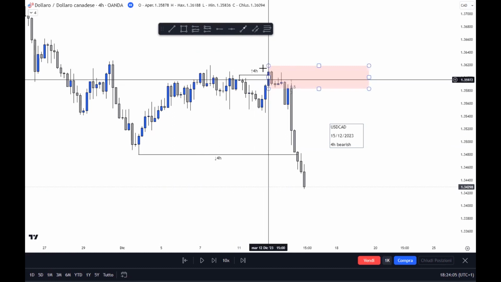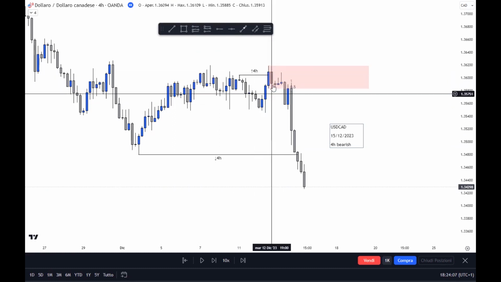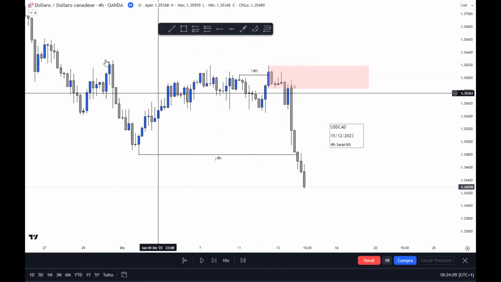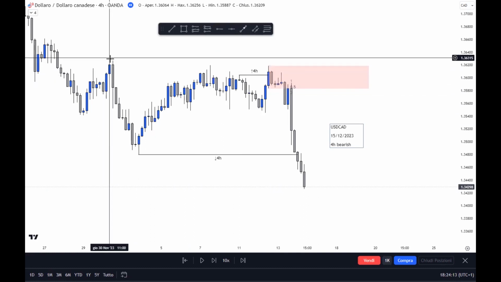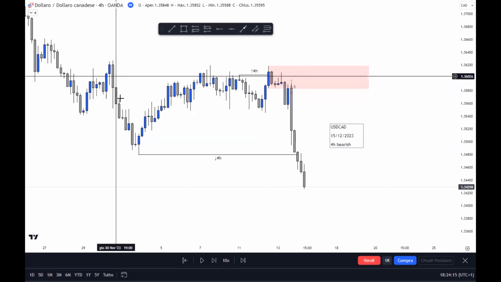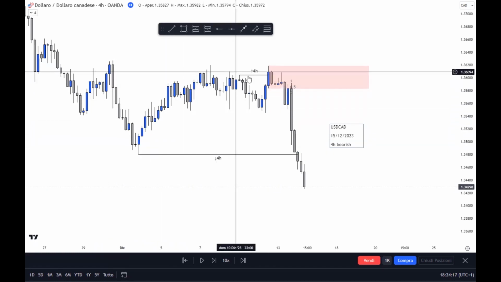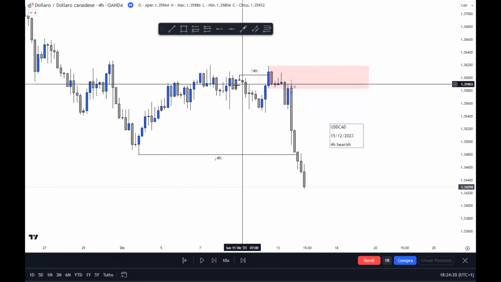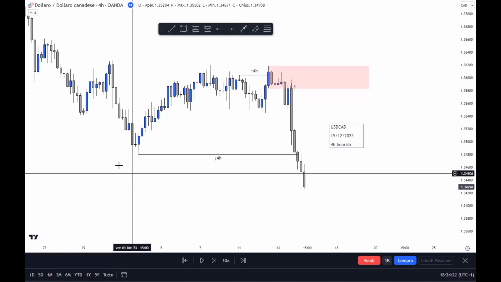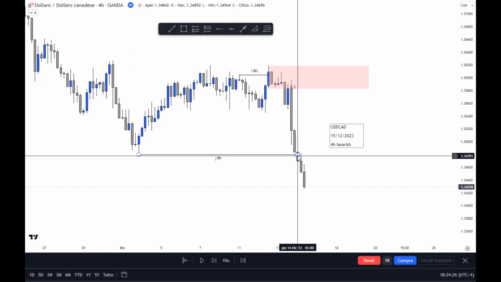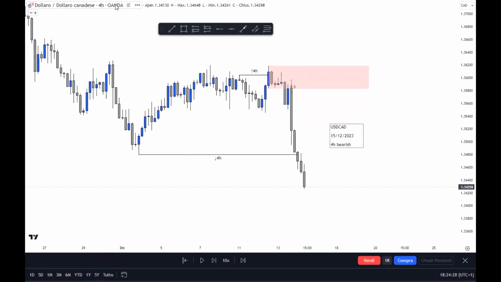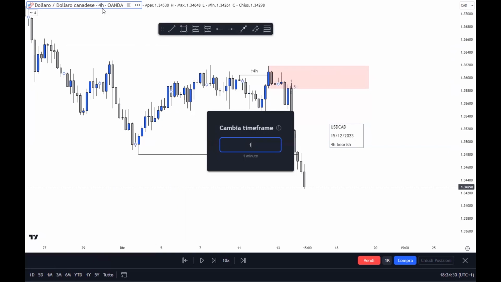But overall, don't be foolish and just analyze this part of the structure, because overall the real valid range was this one here. So all of those were internal structure, right? The real breakout structure should occur down here, and when this happens, we start looking for short opportunities.